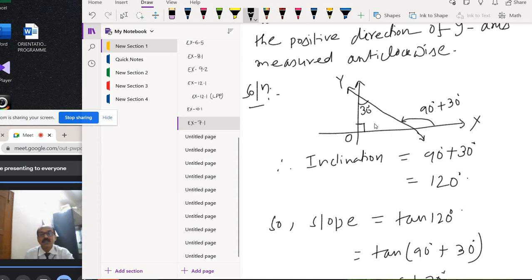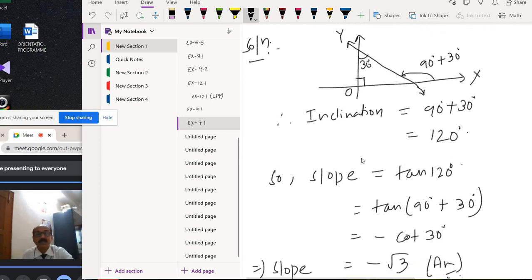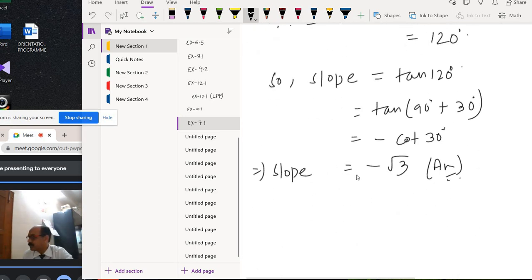So we know this is the exterior angle of this triangle. We know exterior angle equals the sum of the two interior angles. So this is 90, and this is 30. So 90 plus 30. Clear now? So the answer is minus root 3, the slope.